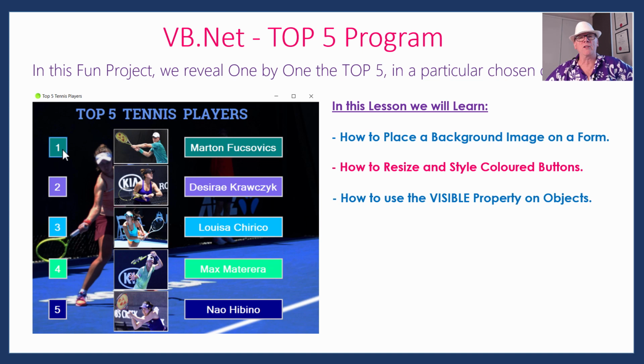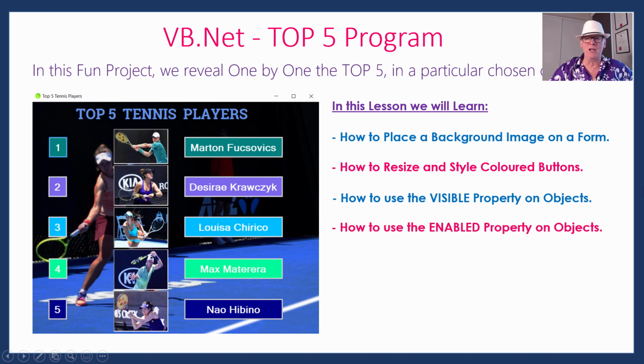So that's what we were doing on that top 5. The pictures here and these names of the people were all invisible when we started, but we changed the visible property to make them show up, and enabled property. That's how we got it so you couldn't click buttons 1 and 2. You had to start at the bottom and go in order, 5, 4, 3, 2, 1.